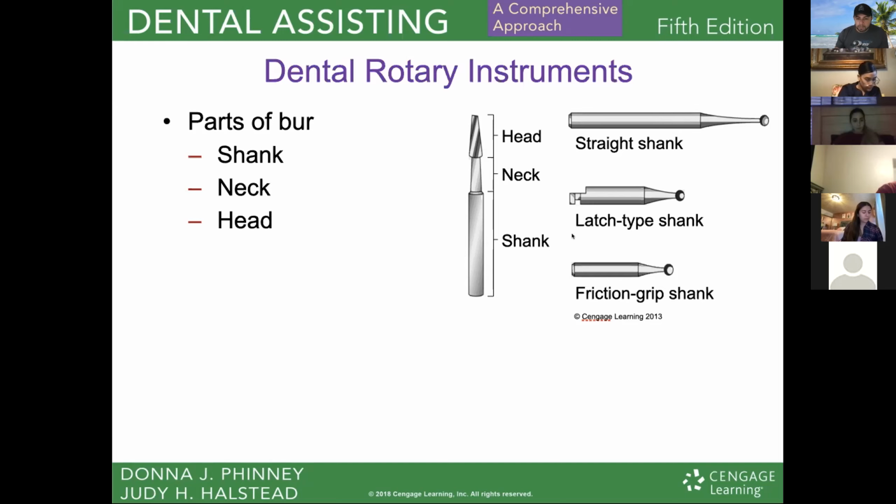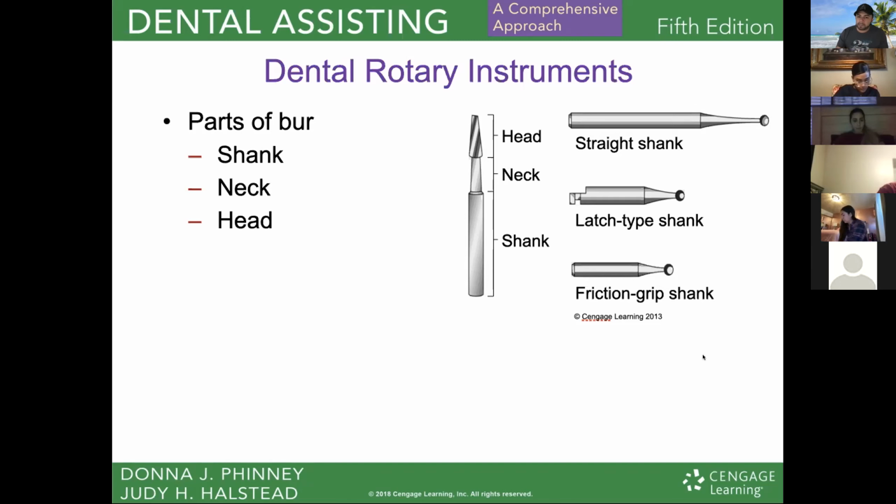So we have the different parts of the burr. We have the shank, which is designed to accommodate the dental handpiece. The shank is what actually fits inside the handpiece. We have the neck of the burr, which supports the head of the burr, and the head is usually the cutting edge. There are three different types of shanks. We have a straight shank, which is usually longer and goes inside of a lab handpiece, a straight handpiece that's not used inside of a mouth. Straight handpieces are usually used for trimming an appliance outside of the mouth.